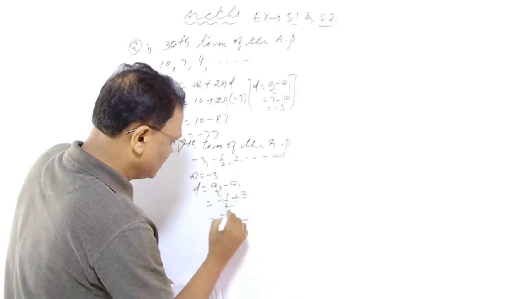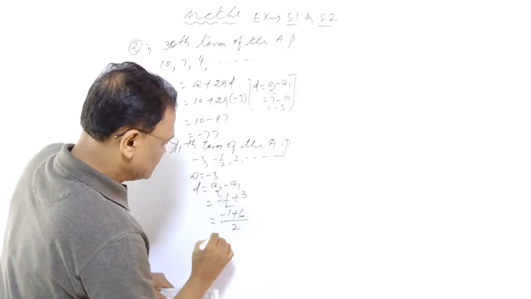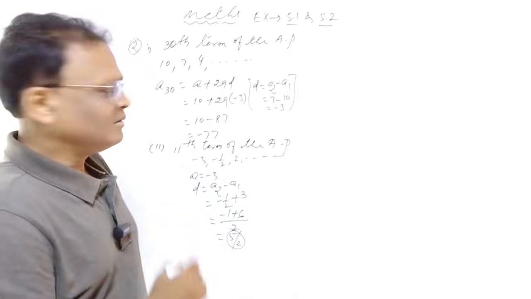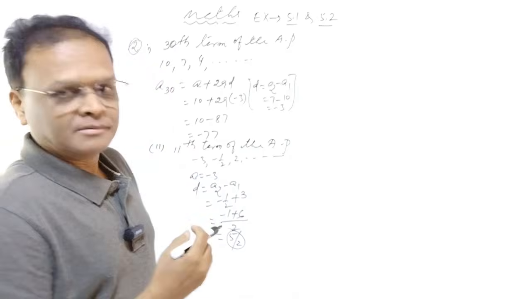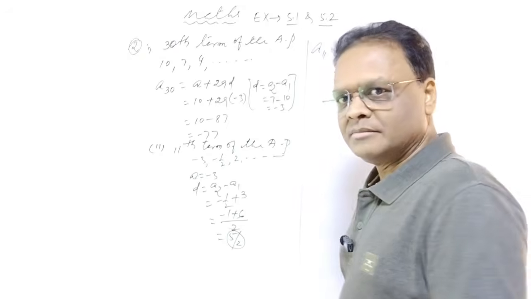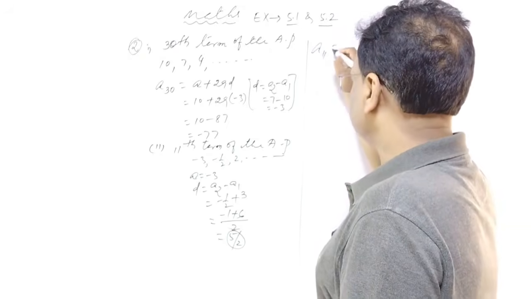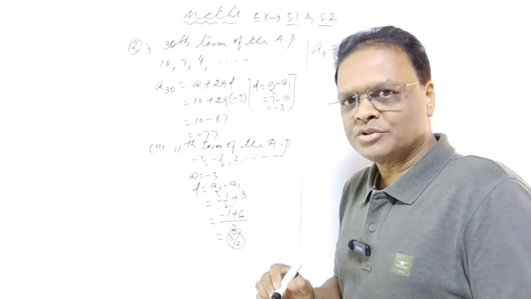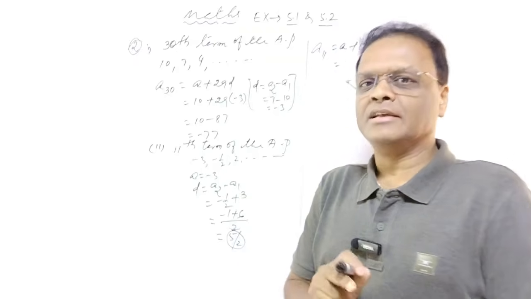So this gives me minus 1 plus 3 to the 6, means 5 by 2. D is 5 by 2. Now I have to write the 11th term. The formula of the 11th term is A11 is equal to A plus 10D. A11 is equal to A plus 11 minus 1, means 10D.